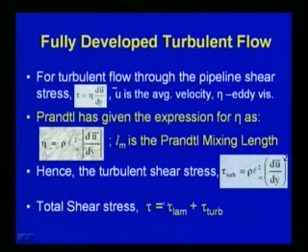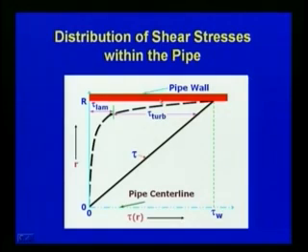This is for the case of fully developed turbulent flow, and if you plot this shear stress variation for pipe flow, you can see that if the shear stress tau is on this axis, the pipe wall is here, and this gives the pipe center line, then with respect to it the shear stress will be 0 at the center line, and then it will vary like this.